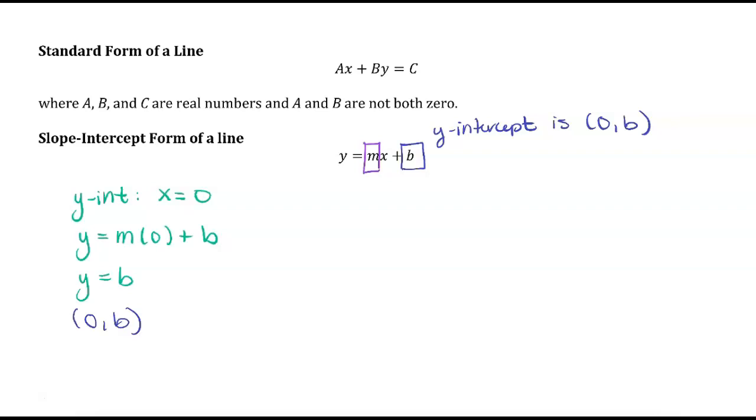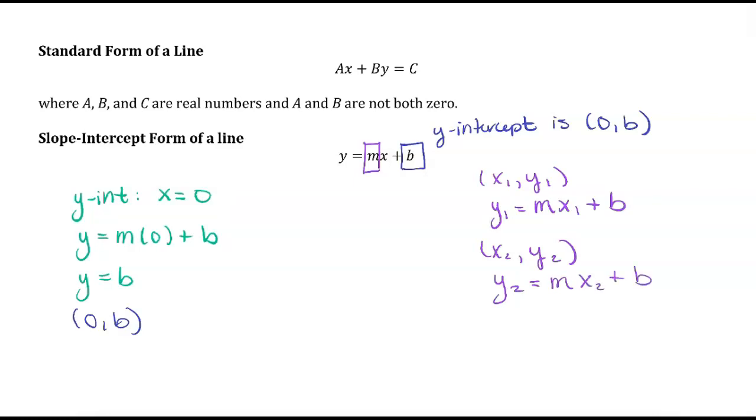If you want to see why this is true, I'll show you real quick. Suppose we have the point x1, y1. If it's a point on this line, that would mean that y1 is equal to m times x1 plus b. If we also have a point x2, y2 on this line, then y2 is necessarily m times x2 plus b. Let's calculate the slope between these 2 points. We'll start out with y2 minus y1 over x2 minus x1.